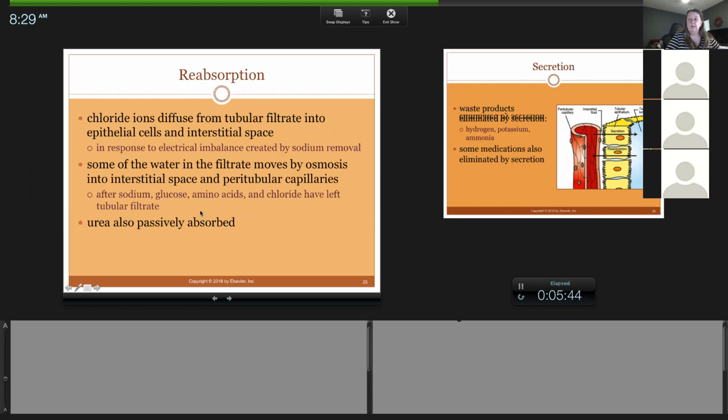Now, the body may move those out to allow water, because remember, in osmosis, it also wants balance between the interstitial fluid, the fluid in the tubular filtrate, and the blood. There's always that water balance that is occurring, but the body can kind of force the issue by moving other things.